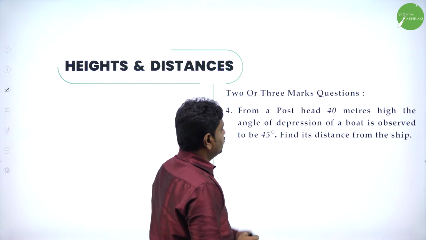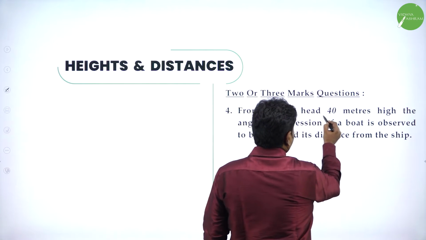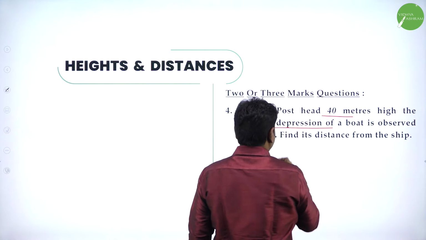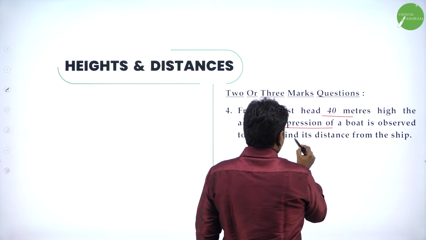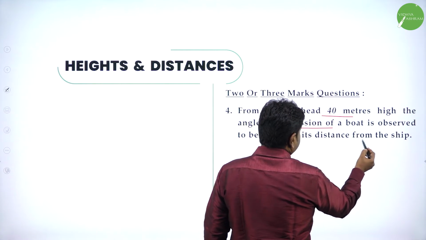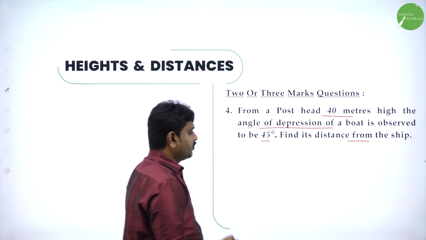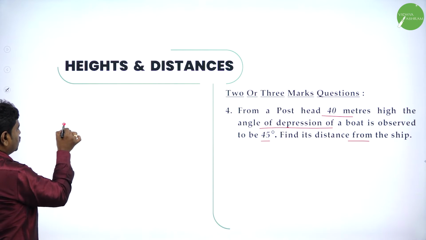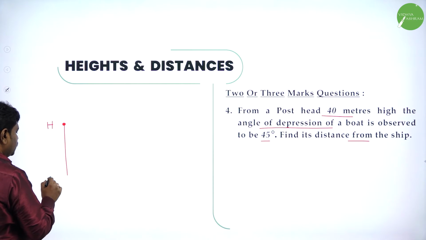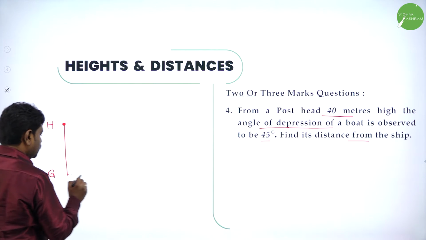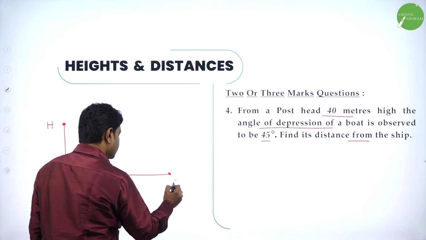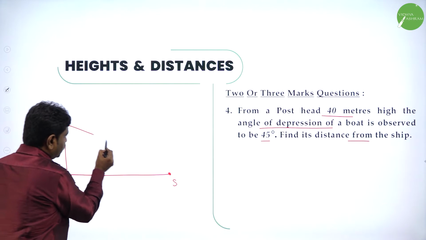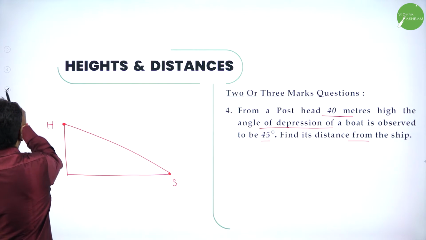From a post head 40 meters high, the angle of depression of a boat is observed to be 45 degrees. Find the distance of the ship. There is a post head. This is a post head. This is a ground level or sea level, and there is a ship here. And angle of depression means from here, if you observe this, so angle of depression means what?